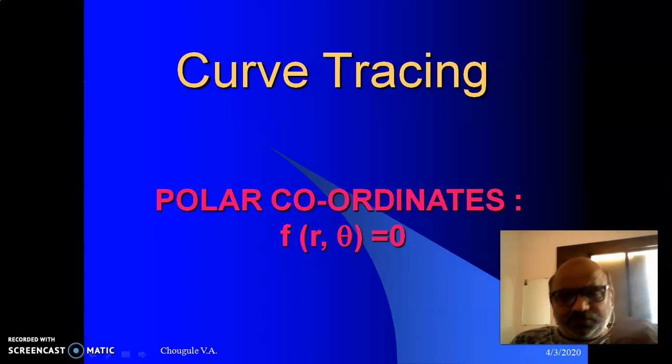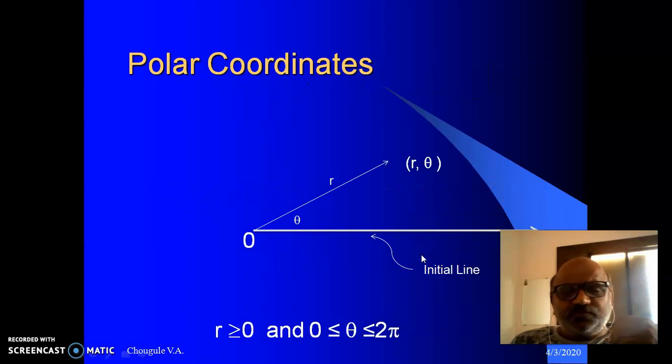Today we are going to learn tracing of the polar curves, curves in the polar coordinate system. First of all, we have to understand a simple polar coordinate system. Here, it is called the pole, and the horizontal line is called the initial line. That gives the position point and position line, or initial line and pole.